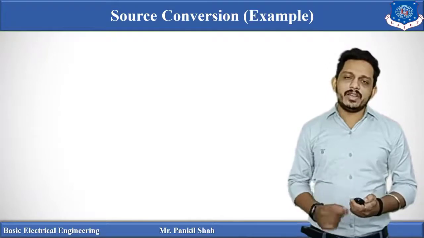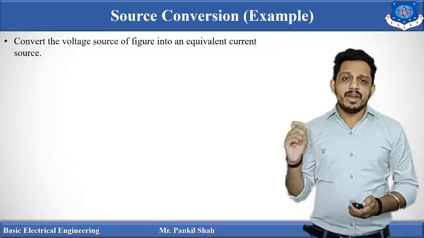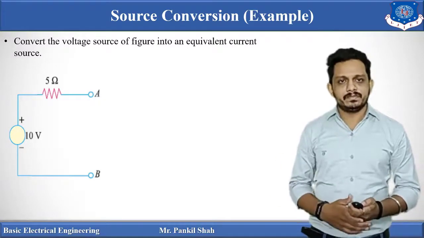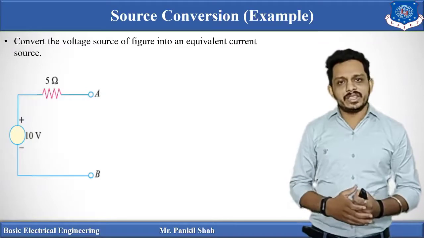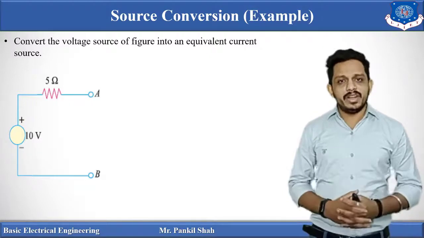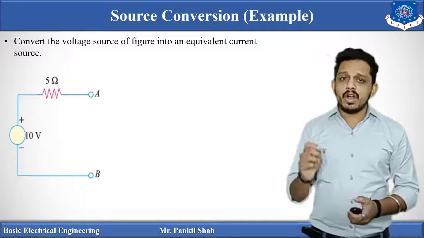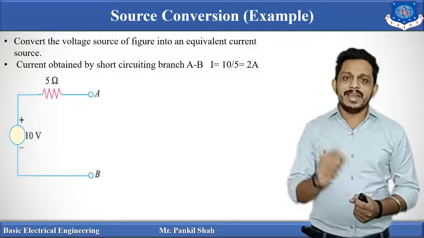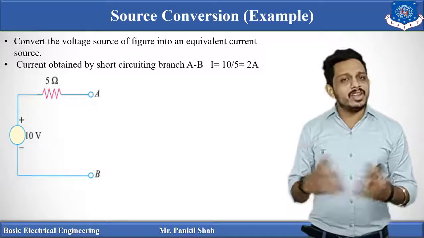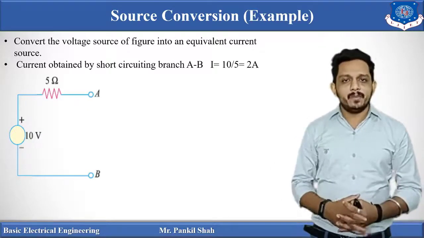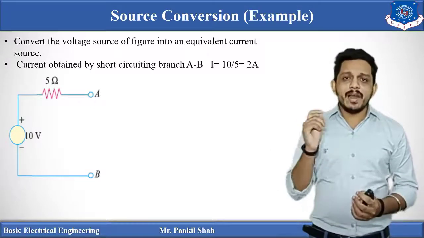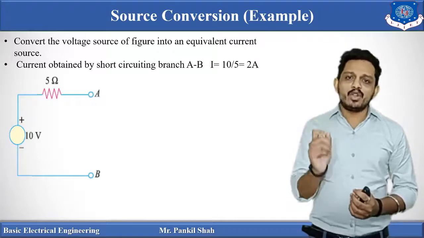So now let's take one example. Here one voltage source is given, having the value 10 volt, and one resistance is connected in series with it, having the value 5 ohm. And we want to convert this voltage source into the current source. So what we have to do is first find the value of the current source, and the value of the current source is obtained by Ohm's law. I is equals to V by R. V is having the value 10 volt and resistance is having the value 5 ohm. So 10 upon 5 will give you the value of 2 ampere.